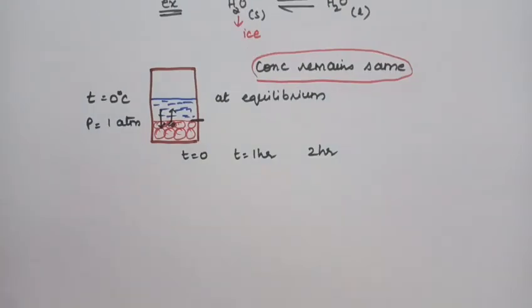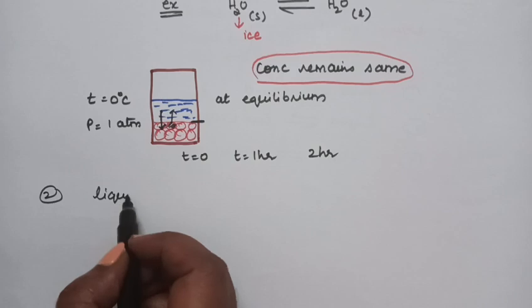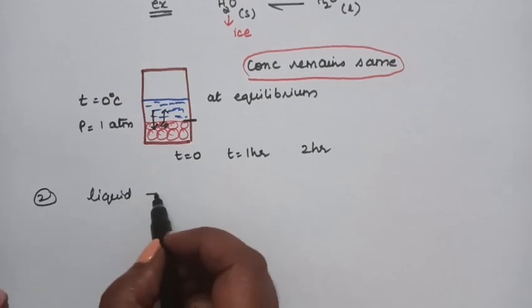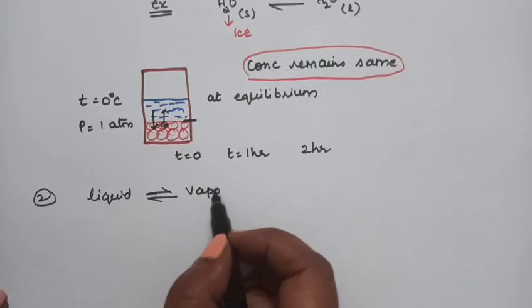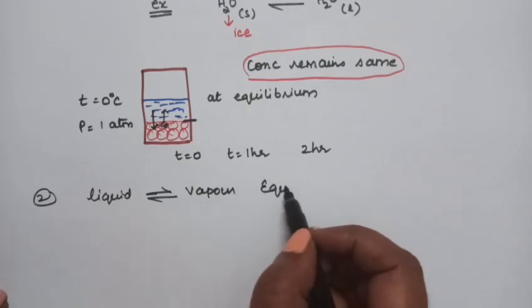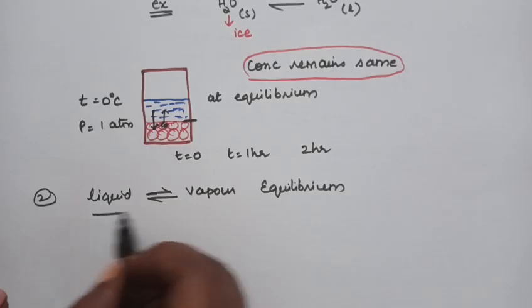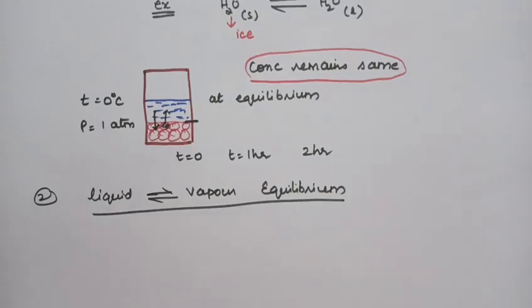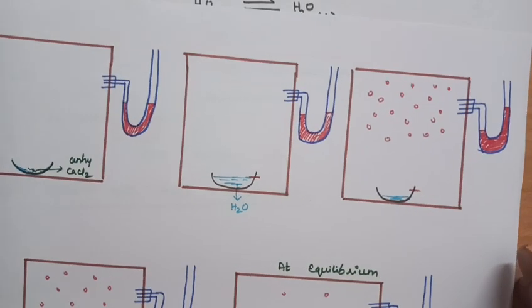So second example is liquid to vapor equilibrium. So let us learn by taking the example. So this is the example which is given in the textbook.